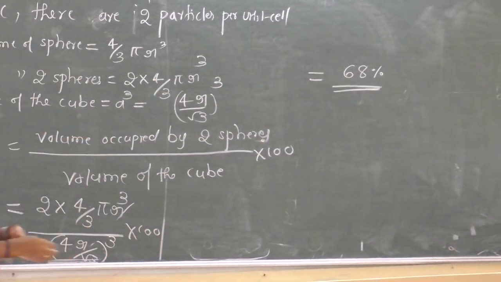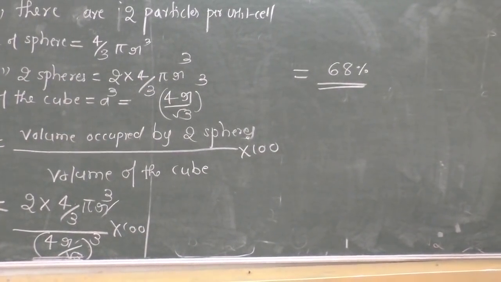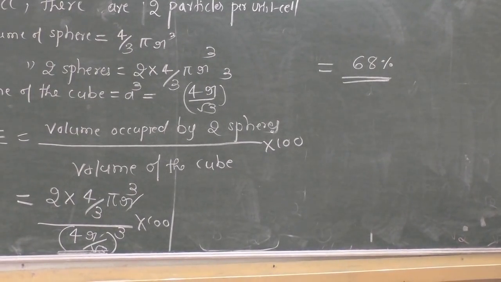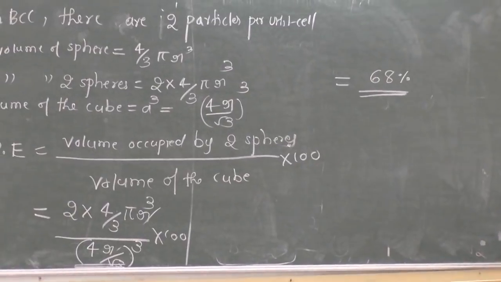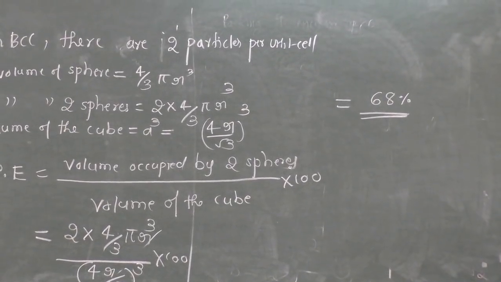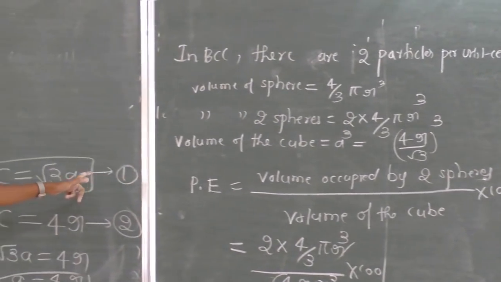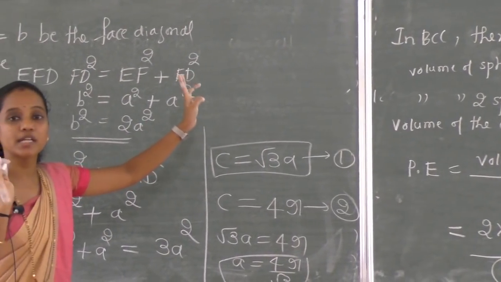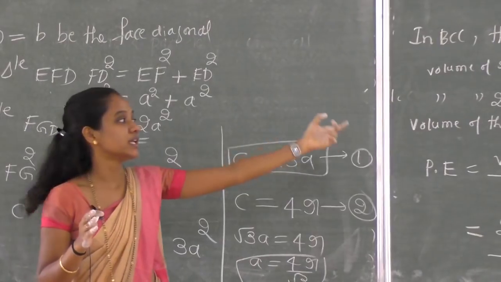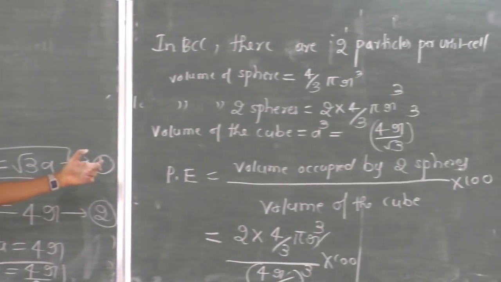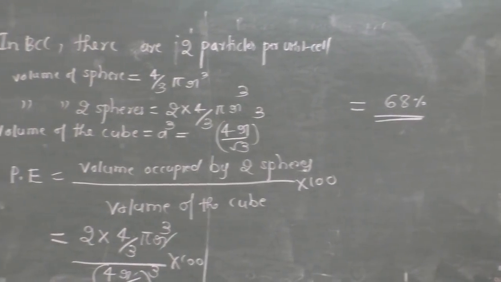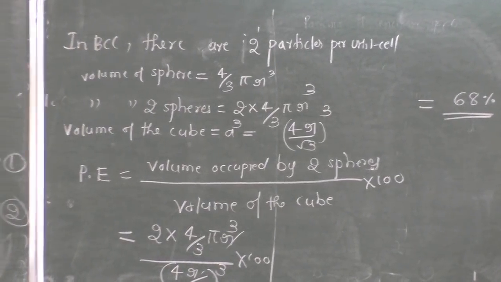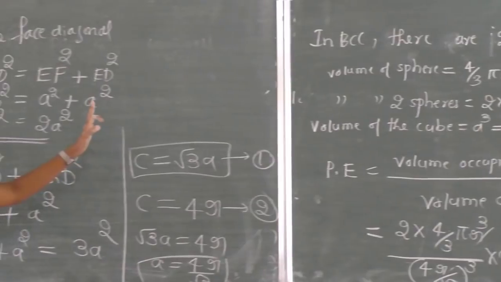It is less than that in the case of FCC. In FCC, the packing efficiency is 74%. In BCC, it is 68%. Why is it less? Because in BCC, the number of particles present per unit cell is 2, whereas in FCC, the number of particles present per unit cell is 4. Therefore, the packing efficiency is more, that is 74%. Whereas in simple unit cell, only one particle is present. Therefore, the packing efficiency is 52%.